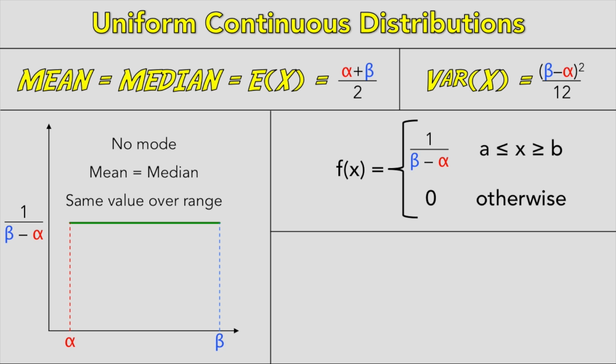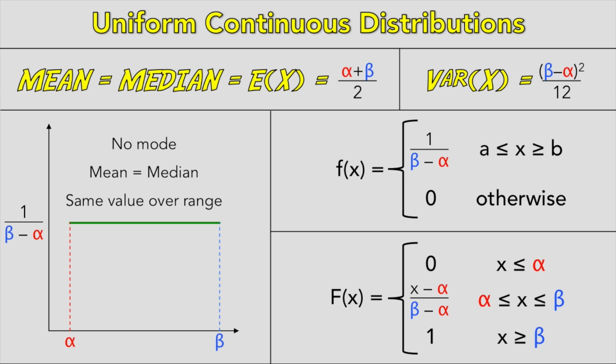The cumulative distribution function is then given by 0 when x is less than or equal to alpha, and it's 1 when x is more than or equal to beta. But when it's between the two, it's x minus alpha over beta minus alpha. Now you can work that out. That's pretty much it.